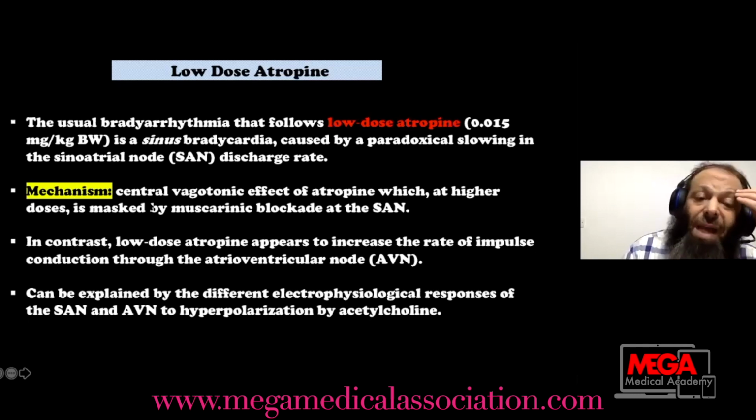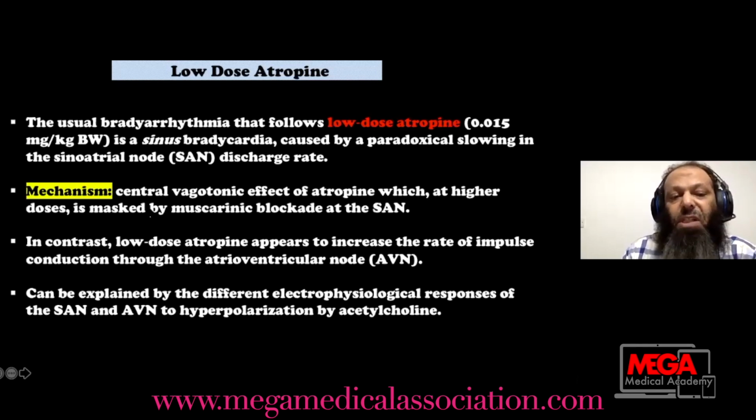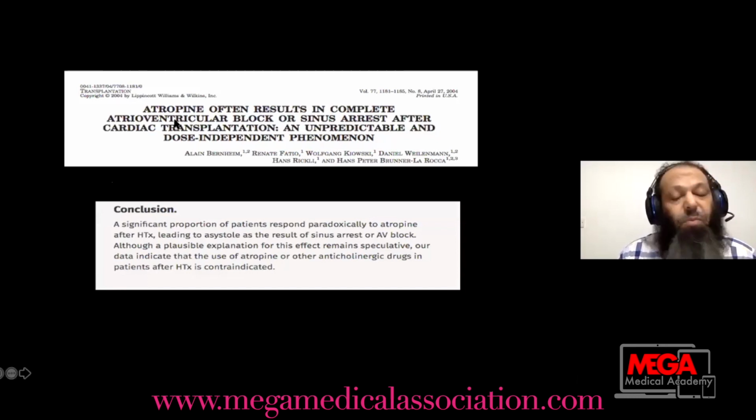The mechanism, why with the low dose of atropine we have paradoxical bradycardia, not tachycardia, is because the central vagotonic effect of the atropine, which is at higher doses, is masked by the muscarinic blockade of the sinus node. As I told you, the atropine is contraindicated in cardiac transplant patients. The exact mechanism is still unknown and under investigation, but they reported asystole and sinus arrest or AV block. They found that in cardiac transplant patients, the sinus node response to atropine is abolished, while the AV node response is exaggerated. So the patient will develop AV block or asystole. So it's contraindicated to use atropine in cardiac transplant patients. And this is one of the board questions that comes in the MCQs.